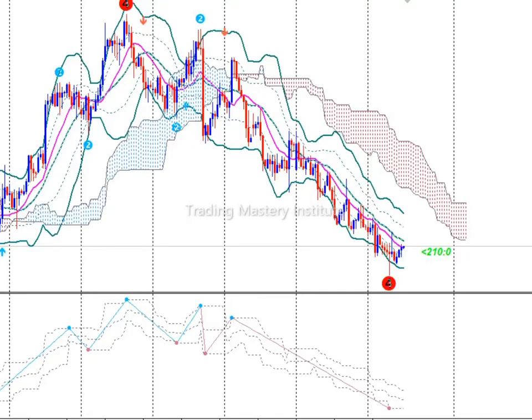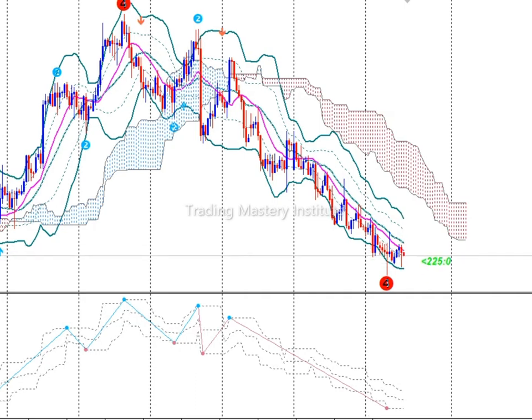Okay, welcome guys. Today I'm going to show you the first method on how to use the Tokyo Trader strategy for swing trading. Let me simulate how the indicator works. Let me speed it up.